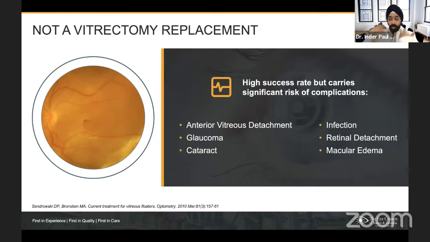And I think we got so used to telling patients, don't worry about it, it's normal, because we didn't have a great option to treat. Vitrectomy is always an option. And I always start out by saying this is not a replacement for vitrectomy. We're not competing with vitrectomy.